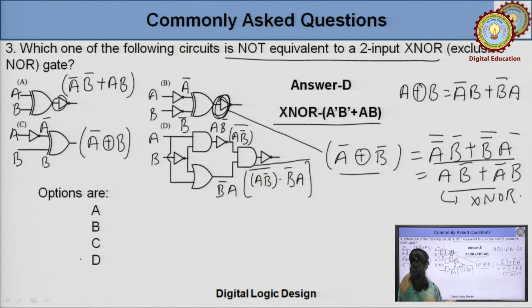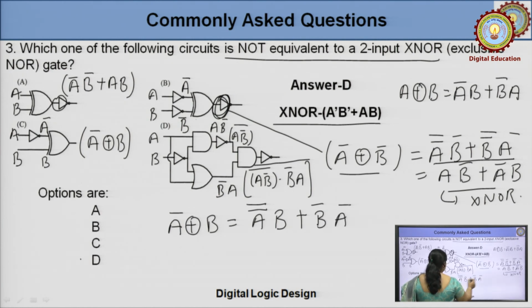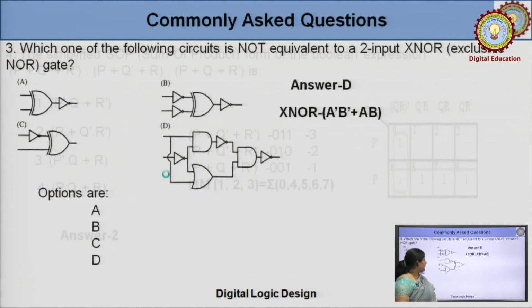right. For the third part, it is A bar XOR B. So, what will be the outcome for this? It becomes A bar bar B plus B bar A bar. So, it becomes A B plus B bar A bar. So, surely it is XNOR. So, the last leftover option is D. So, D is true. Now, moving to the next question.